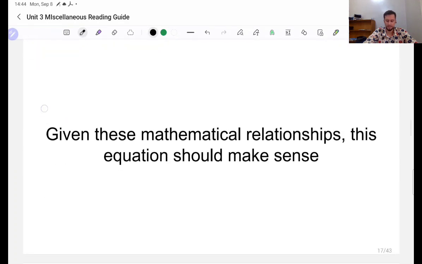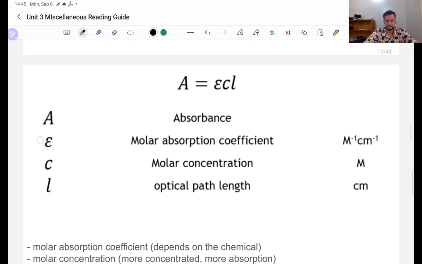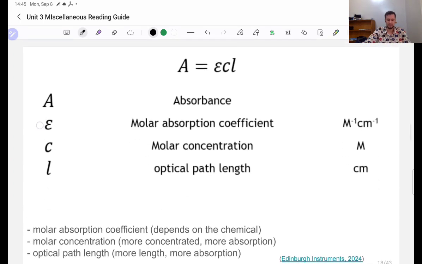So given the mathematical relationships I presented, the formula that's on your formula sheet that you need to be familiar with makes a lot of sense. And here it is. Absorbance equals the molar absorption coefficient. It's funny. I even forget that they use this symbol for this.